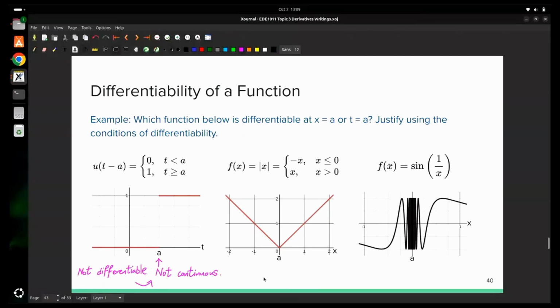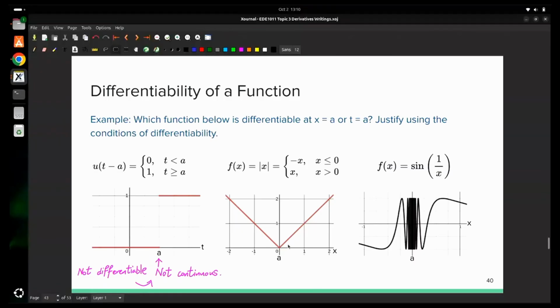Is that right? Okay. But you do notice that it actually satisfies the second condition, where the tangents have slope 0. Before a, what is the slope of the tangent? 0, correct or not? Then after a, what is the slope of the tangent? Also 0. 0 equals 0. But however, it's not continuous in the first place, so there's no need to check the second condition already.